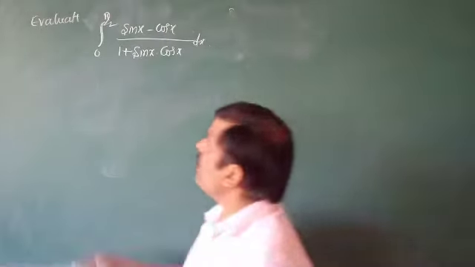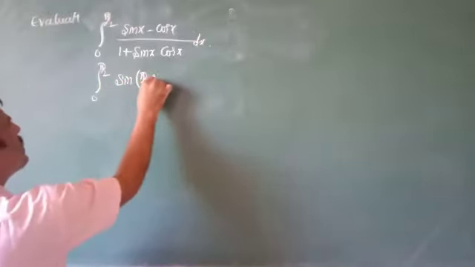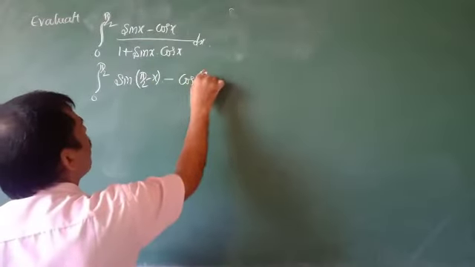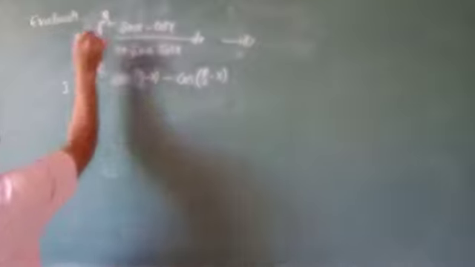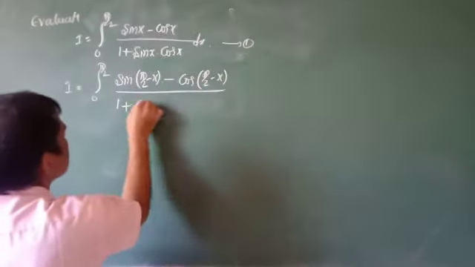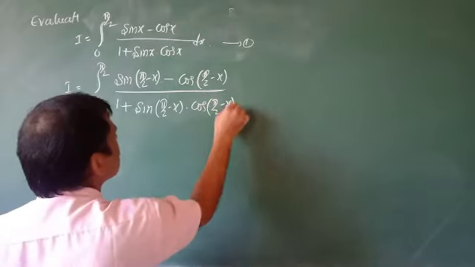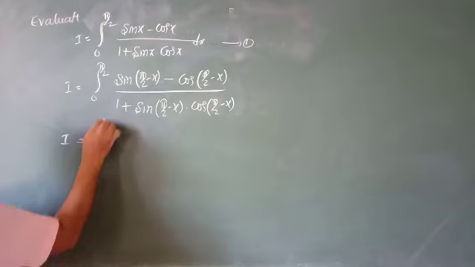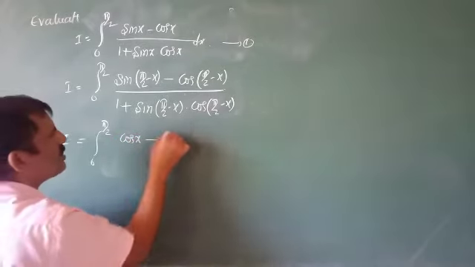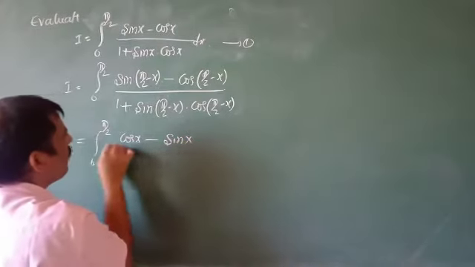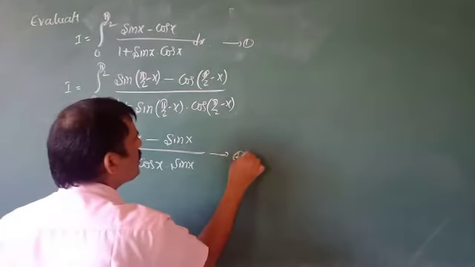So I is equal to the integral from 0 to pi by 2 of sin(pi by 2 minus x) minus cos(pi by 2 minus x). This is equation 1. Divided by 1 plus sin(pi by 2 minus x) into cos(pi by 2 minus x). So I is equal to the integral from 0 to pi by 2 of, sin(pi by 2 minus x) is cos x, plus minus cos(pi by 2 minus x) is sin x, whole divided by 1 plus cos x into sin x. This is equation 2.